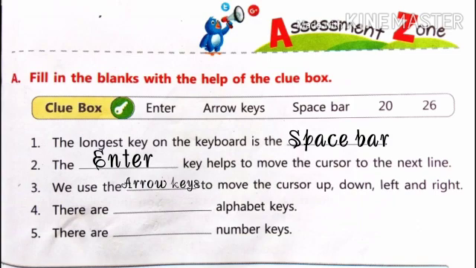4 number. There are dash alphabet keys. The answer is 26. There are 26 alphabet keys. 5 number. There are dash number keys. There are 20 number keys.